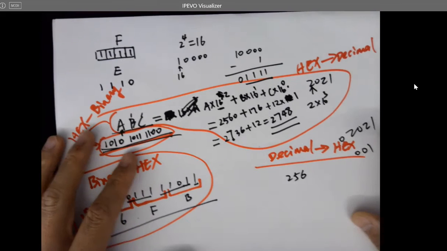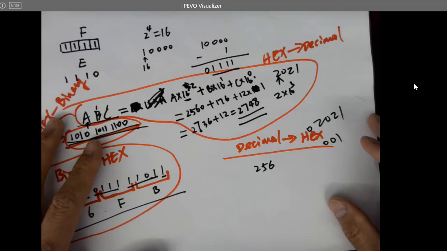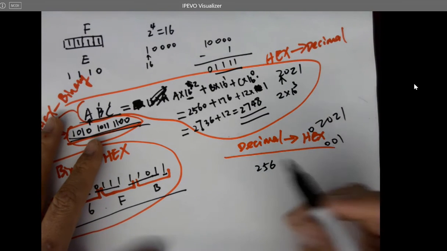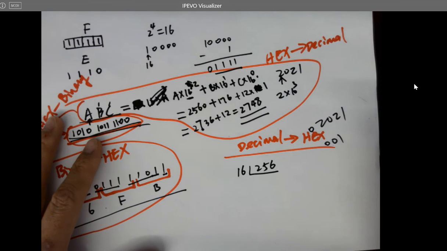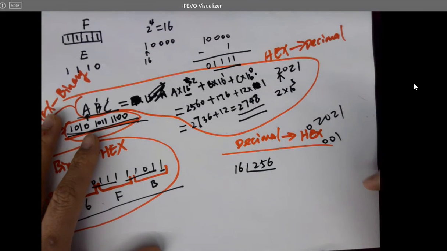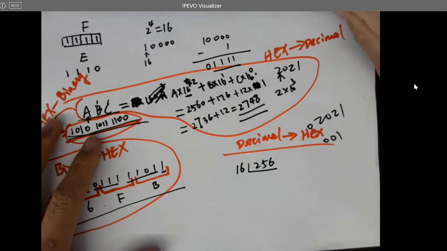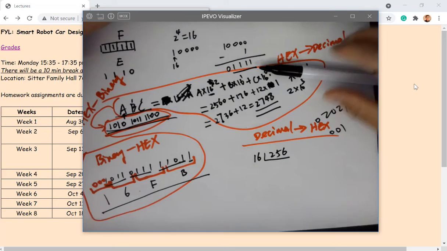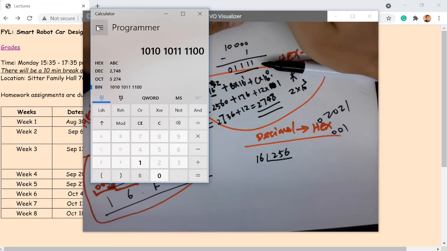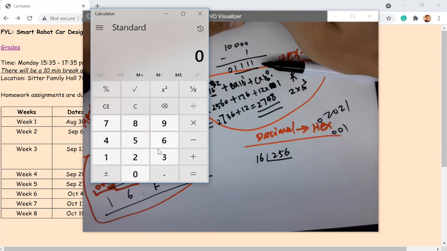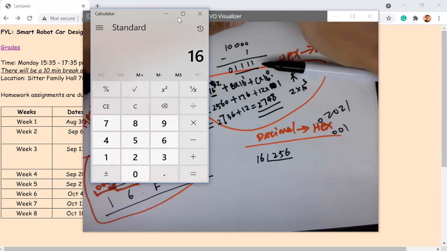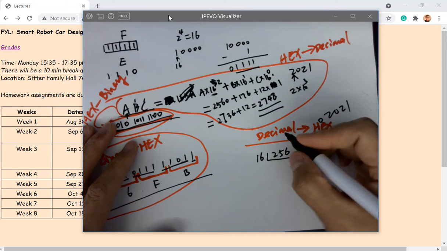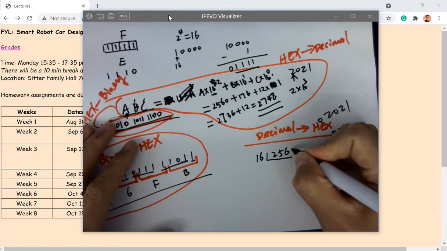If the decimal number is 256 or something, so what's the hex number accordingly? Divide by 16. So what's the result? You need a little calculator. It's 256 divided by 16. It's, wait, oh, 16. It's a bad example though. Let's make it bigger.